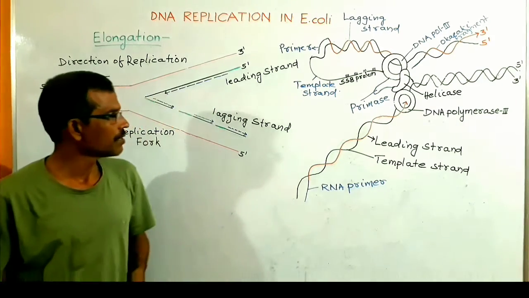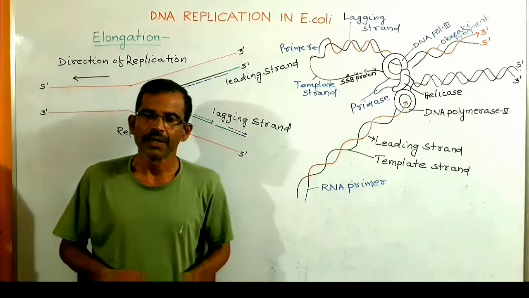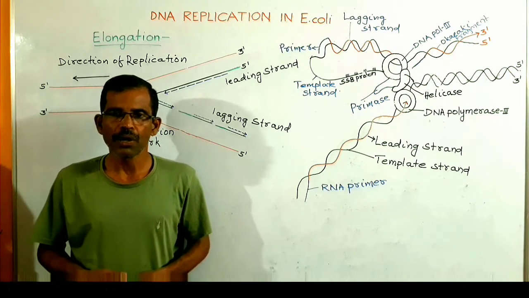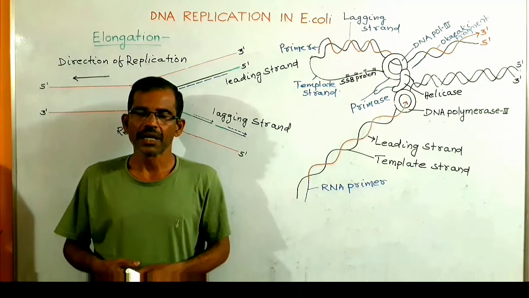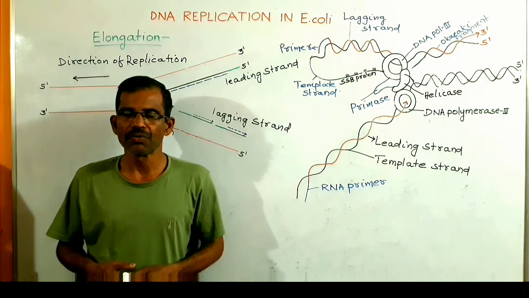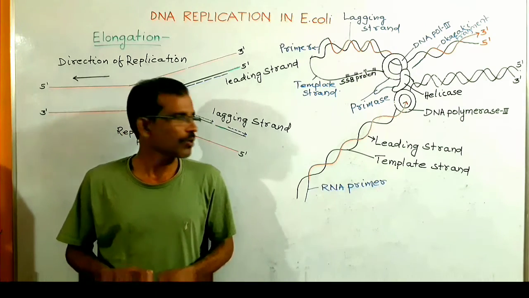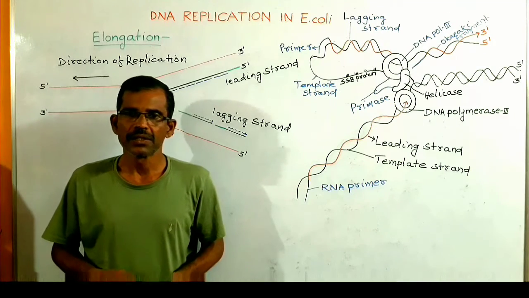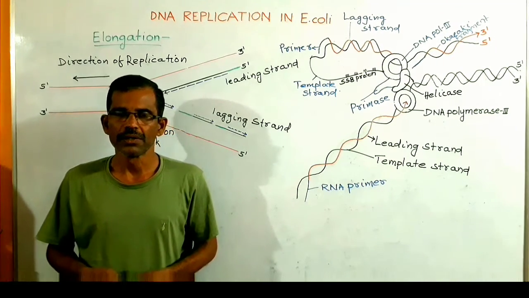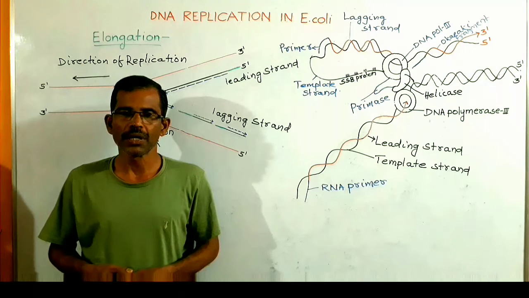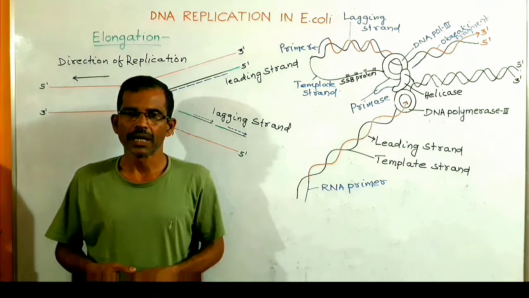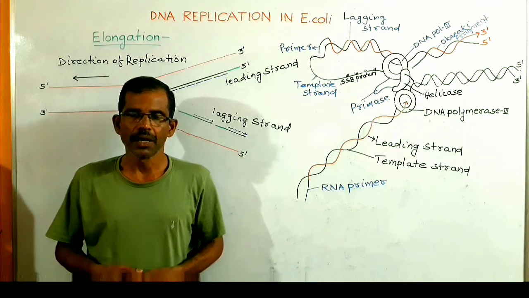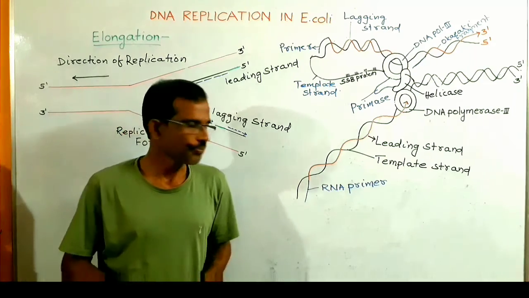Another enzyme is DNA polymerase 3. DNA polymerase 3 is the basic enzyme. A dimer of DNA polymerase 3 catalyzes the synthesis of DNA during the process of DNA replication. Another protein is single-stranded binding protein. Single-stranded binding proteins are specific proteins that bind to the separated DNA strands, stabilize them, and prevent their reannealing.